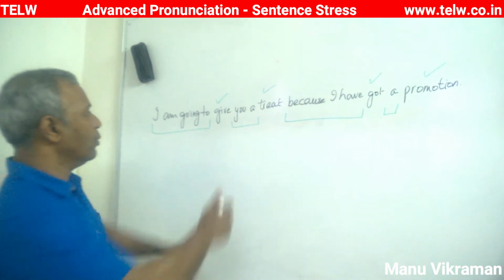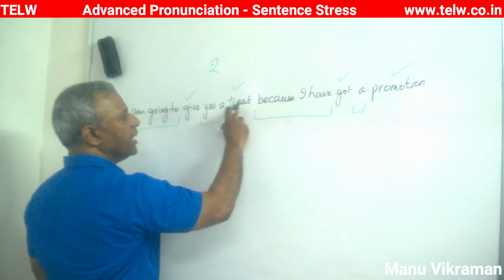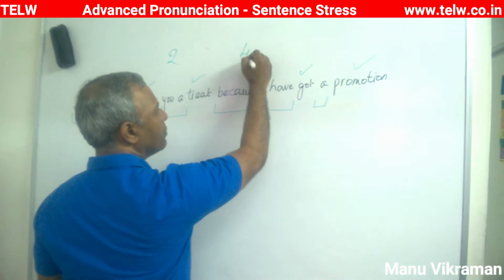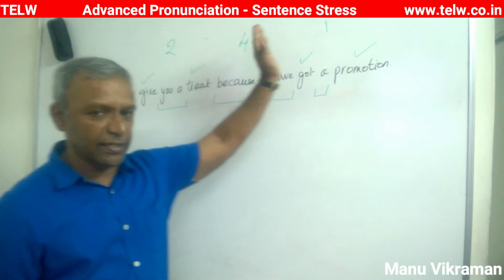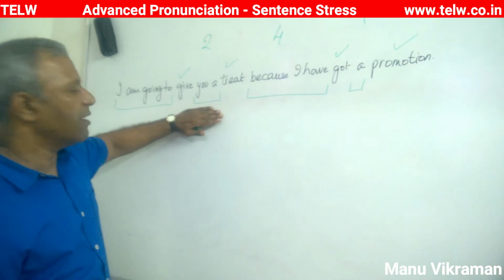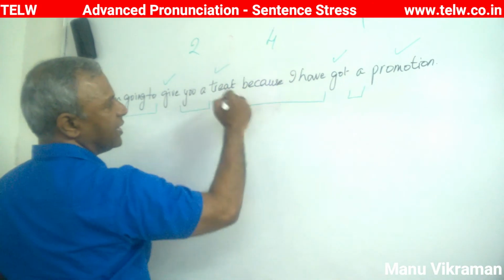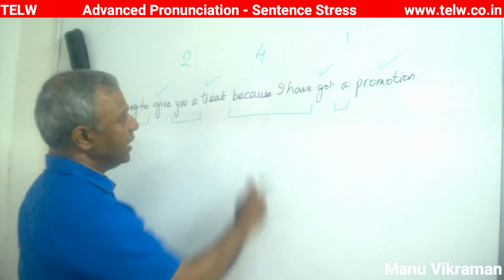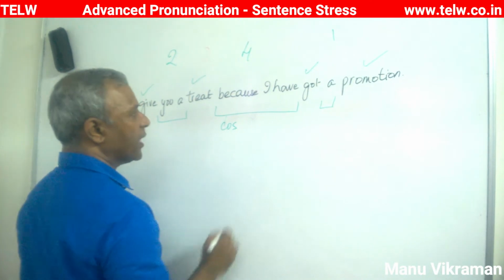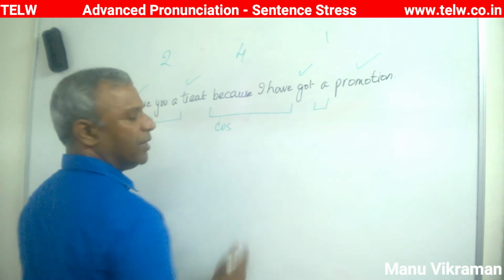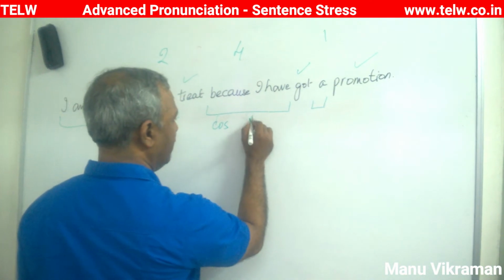Now here you have 2 syllables between these 2 beats. Between this and this you have 4 syllables. Between this and this you have 1 syllable. We'll have to equalize them. This can't be reduced. So this can, however, be reduced. Because can be reduced to cause. I have can be contracted to I.